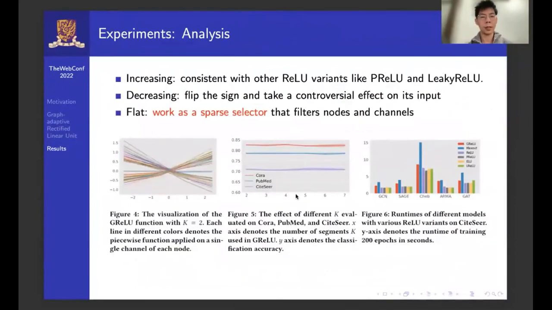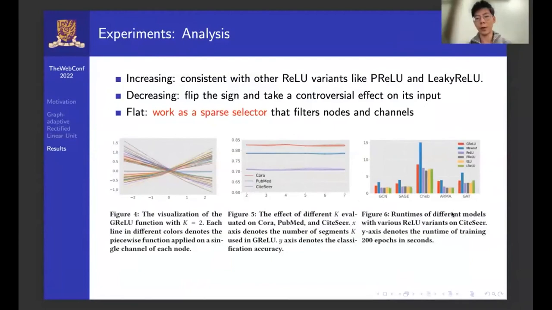And the third and last part, we visualize the gReLU functions here. We can see some gReLU functions have increasing and then decreasing parts. But most interesting is that we can see some gReLU functions are always zero, which means for any input, the activation function will output zero. They filter out some signals, which works as a spot selector that filters nodes and channels. And we also investigate the number of k in the piecewise function here, and we can see k doesn't affect the performance by much.